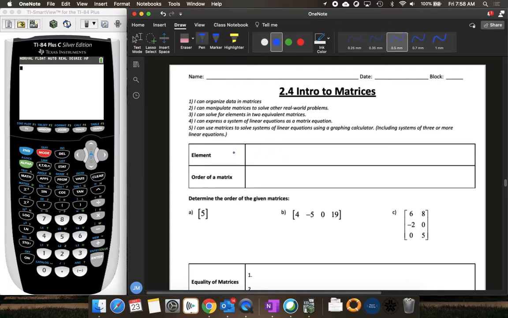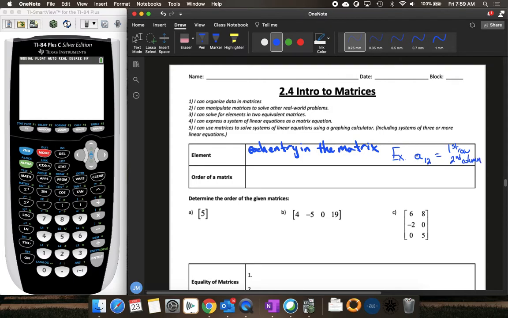We'll start by talking about an element. So an element is each entry in the matrix. So every single entry in the matrix is going to be what's called an element. As an example, if we were to say A1,2, this would be the element in the first row and the second column.